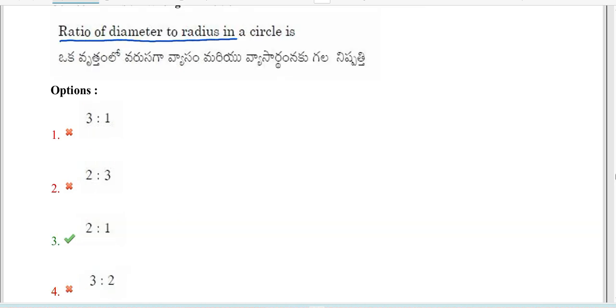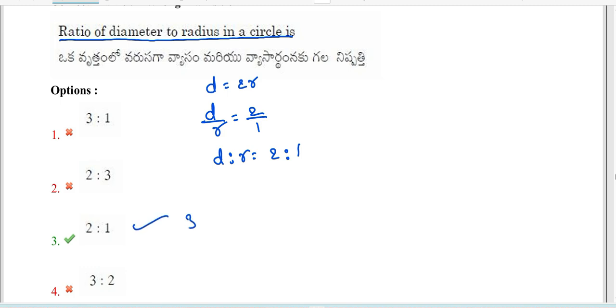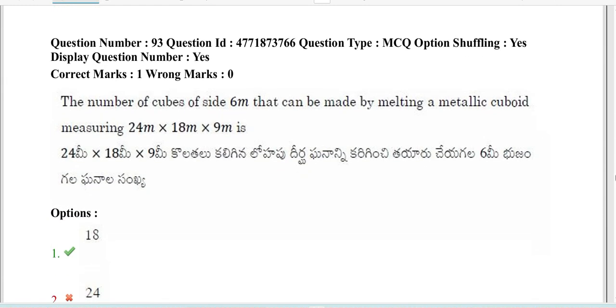The ratio of the diameter to the radius of a circle. Okay, so we know that diameter is equal to 2 times the radius, and we are asked to find the ratio of the diameter to the radius. We get 2 by 1, which means the ratio between diameter and radius is 2:1. That is, our third option is the correct one. Okay, now let us go with the next question.